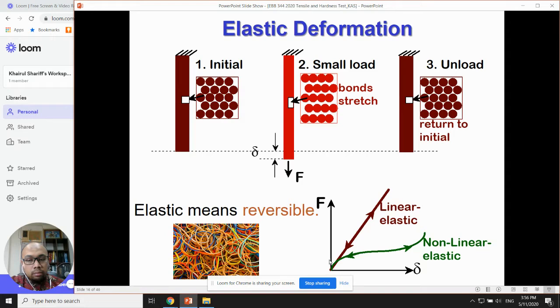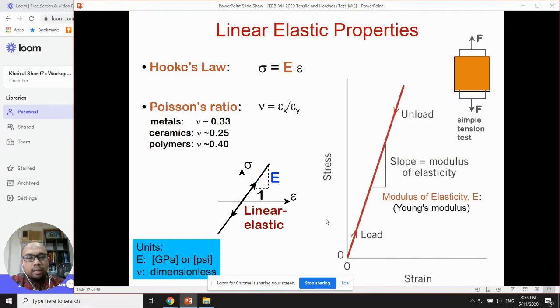When you say that the metal is elastic, you should get this kind of linear graph. But if you get something like a wavy shape, you can say this one is a non-linear elastic graph. What can we get from the elastic region?